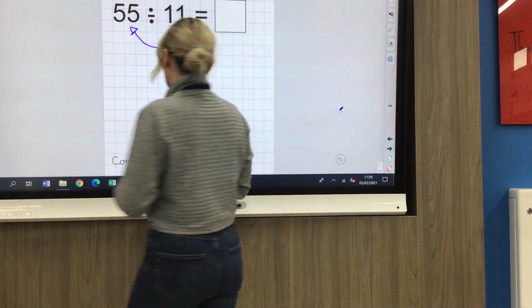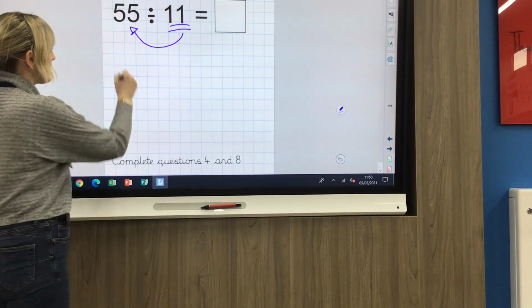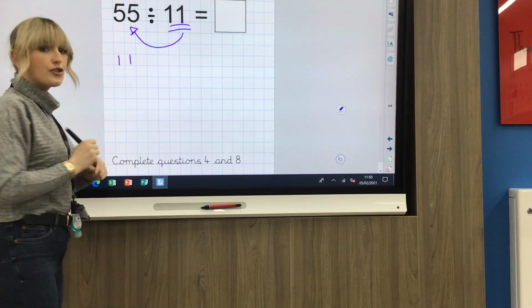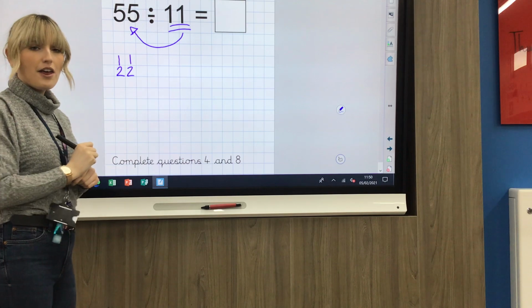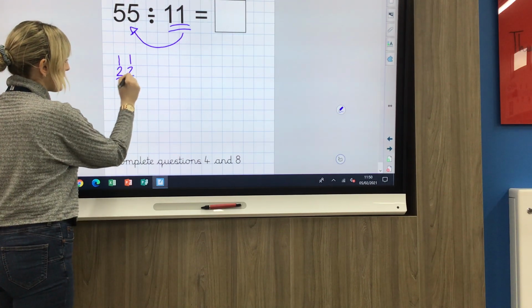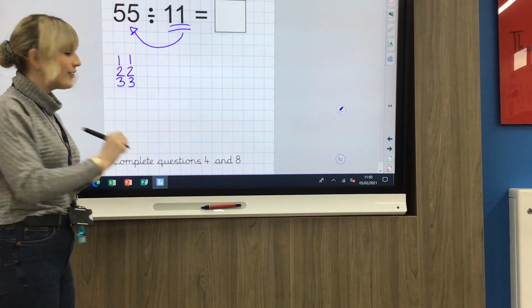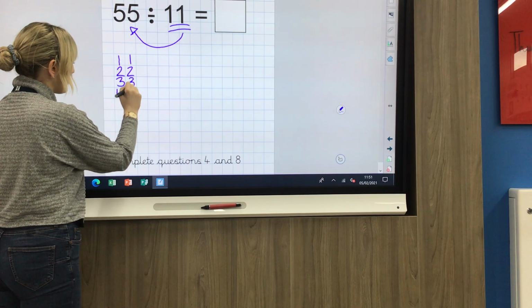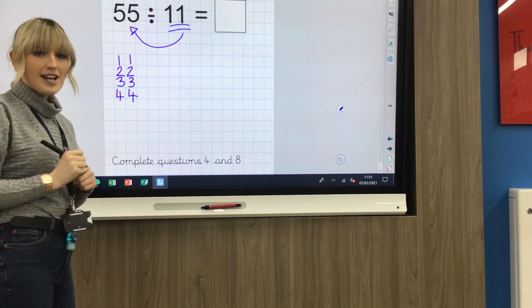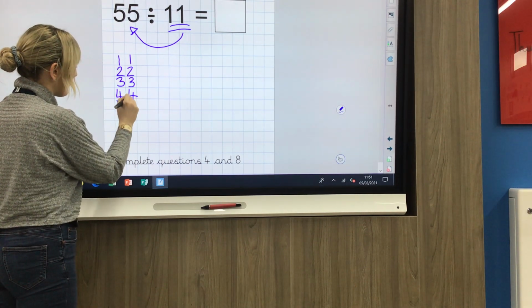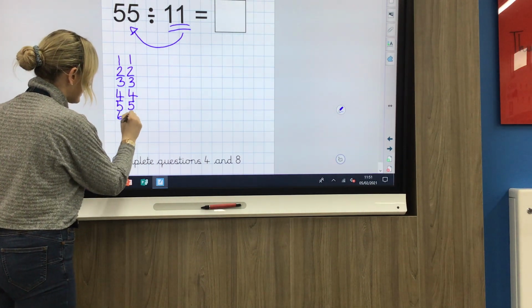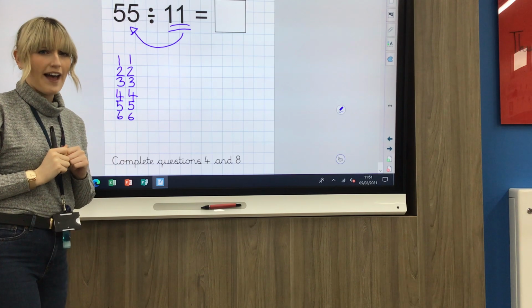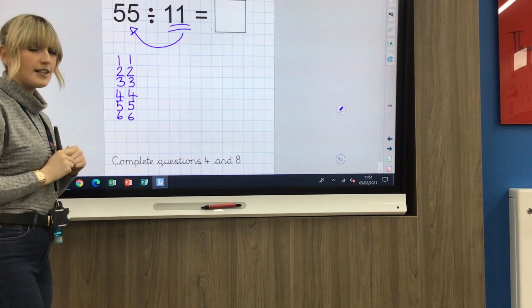So 1 times 11 is 11. 2 times 11 is 22. 3 times 11 is 33. 4 times 11 is 44. 5 times 11 is 55. 6 times 11 is 66. I'm going to stop there. Let's look at the numbers.